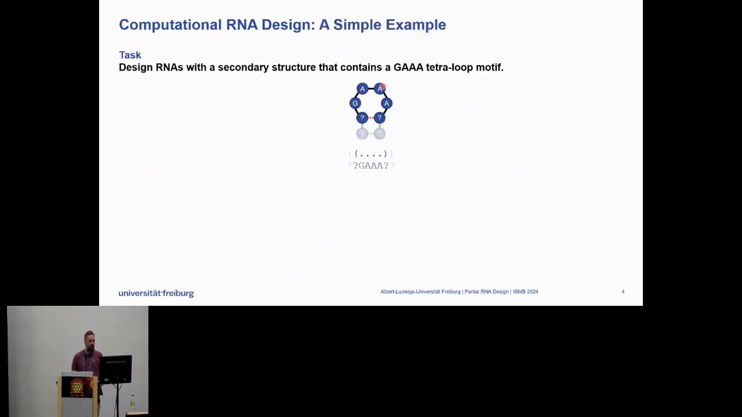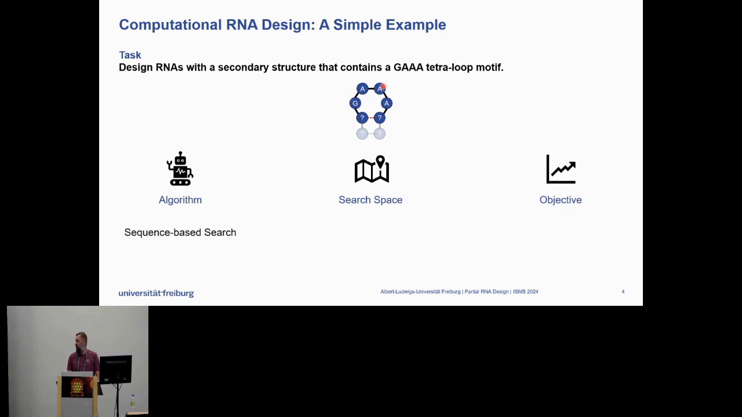Now we can have a look at a simple example here where we'd like to design RNAs with a secondary structure that contains a certain tetraloop motif, GAAA in this case, as depicted here at the top. Below this small figure, you see the dot bracket notation, a string notation for the structure, where a dot corresponds to an unpaired nucleotide and a pair of matching brackets corresponds to a pair of nucleotides in our structure. And then we can choose from different algorithms to apply to this task.